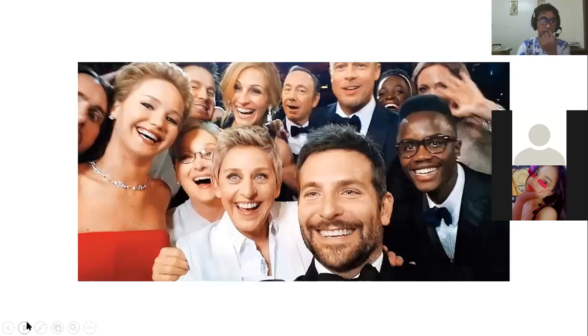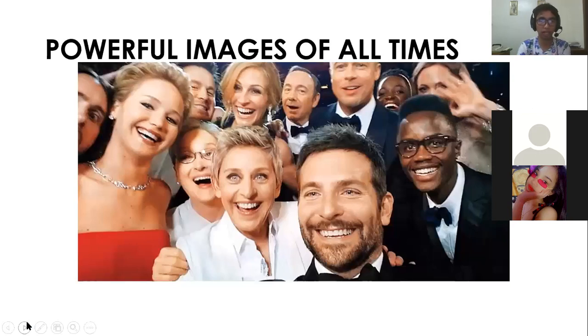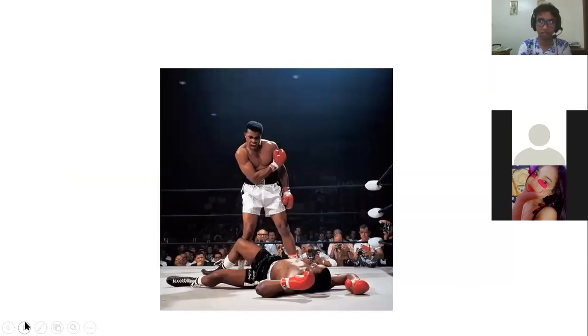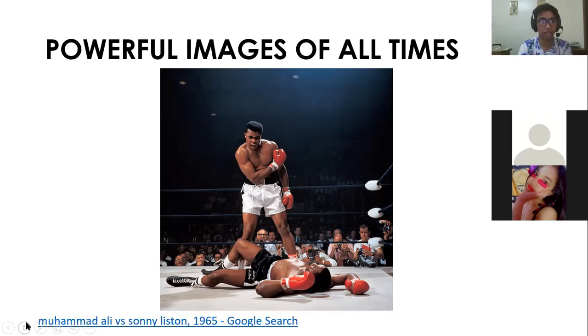Example is this one. Powerful images of all time. So this is an Oscar selfie 2014, which is considered one of the powerful images of all times. Okay, you can find it there. Then the second one is, who wants to guess who is that particular boxer of all time? So he is Muhammad Ali versus Sonny Liston. The one being knocked out is none other than Sonny Liston, but the one who won, we have Muhammad Ali. Okay, there you go.